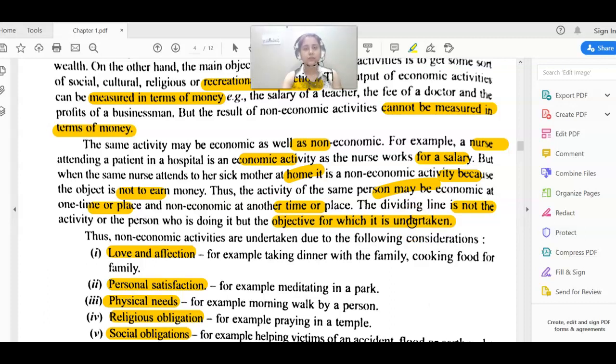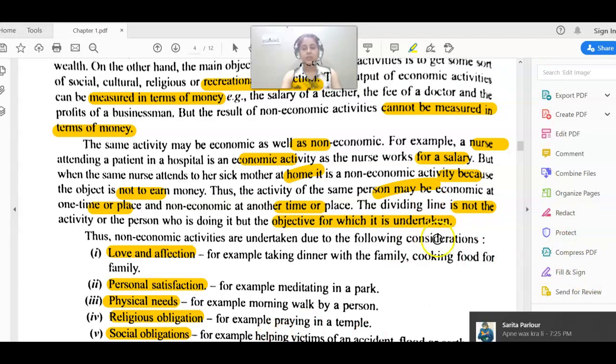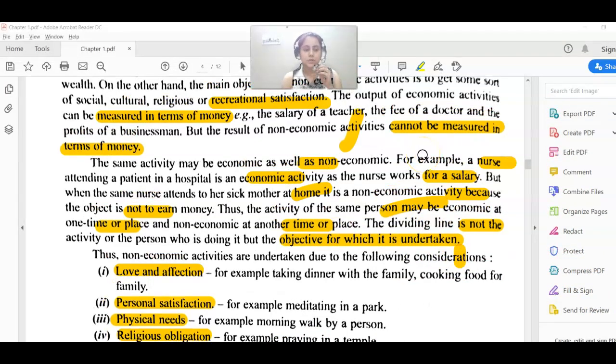The objective is what defines what the activity is, not the activity itself. That means the nurse is doing an activity, taking care of a patient in the hospital, and taking care of a mother at home. This activity is not important. The importance is the objective behind doing that activity. In the hospital, she's doing this activity to earn money. That is an economic activity. At home, she's taking care of her mother. She's doing it because that's her mother. It's out of her love. That's a non-economic activity.